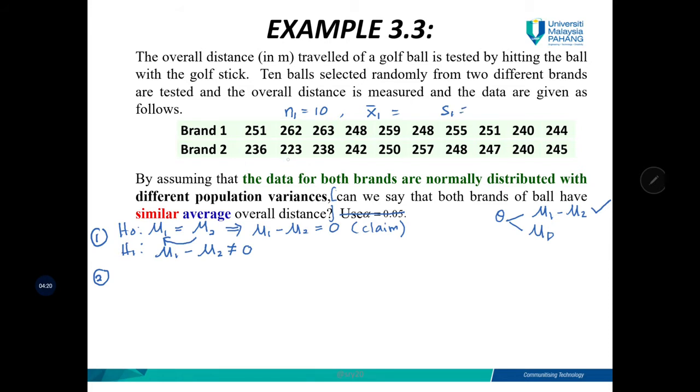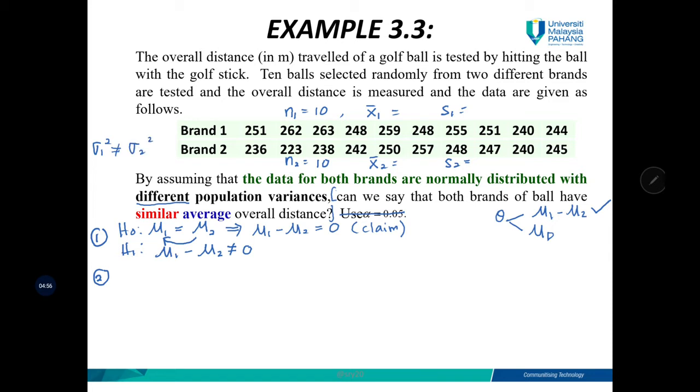So you can use here, this is n2. The number of data is also 10, x bar 2 and s2. Okay, we can get x bar 1 and s by using the calculator. The next information given is about the assumption of the equality of the population variances. It's clear this is different, meaning that sigma 1 squared not equals sigma 2 squared.